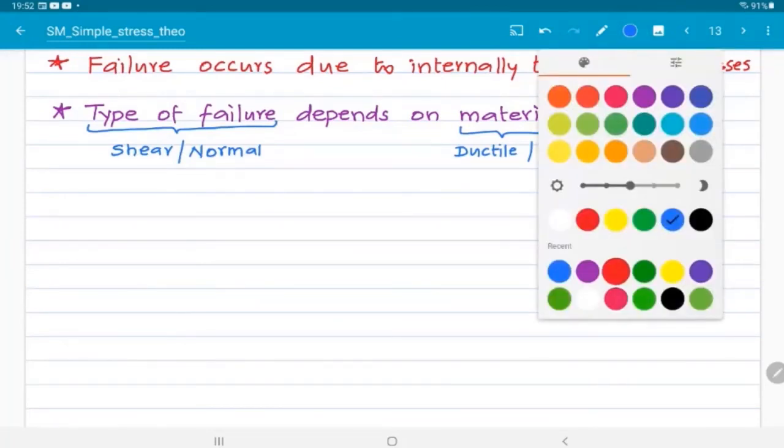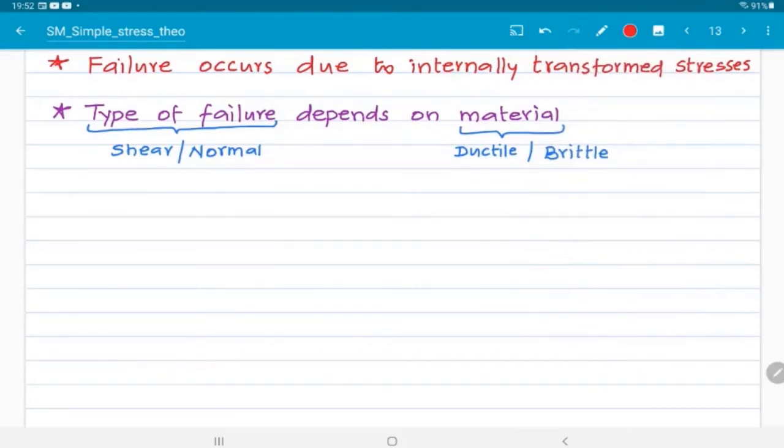Now tell me, all the ductile materials are failed by. Correct answer. Shear. Which type of shear? Where is it calculated? Maximum internal shear. Very good. Internally transformed maximum shear stress. Excellent answer. Right?